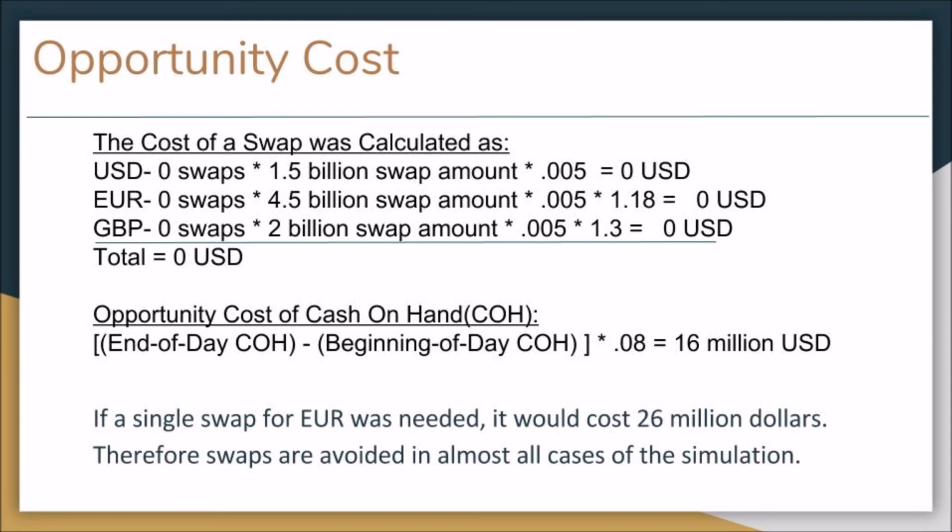The costs of a swap calculations are multiplied by the exchange rate of the currency they are paid in. This was done in Simio for the opportunity cost of cash on hand shown in United States dollars. The opportunity cost of having extra cash on hand was calculated by subtracting the cash on hand at the end of the day from the cash on hand at the start of day and multiplying by an 8% annual rate of return.